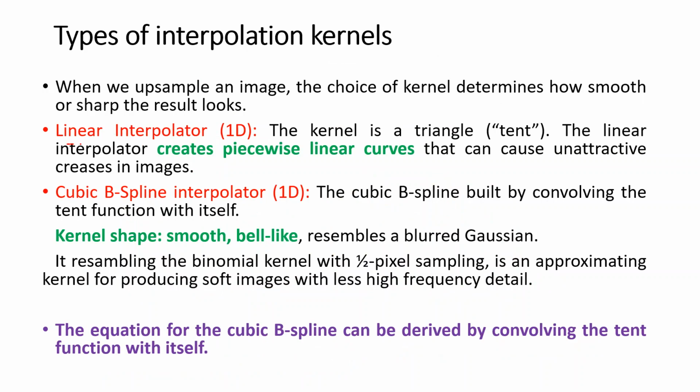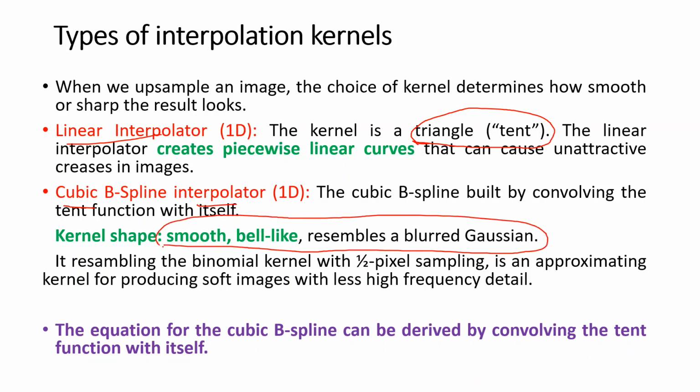So the types of interpolation kernels are the linear interpolator and the cubic interpolator, and I'll show one more in the next slide. Linear interpolator means it is a tent kernel. Cubic interpolation means it is a smooth bell-like or Gaussian interpolation. We have already seen the tent kernel in the previous video. Tent kernel means the resultant would have sharper edges, and in the case of Gaussian we won't have any sharp edges, it will be a smoothened one. So linear represents tent and the cubic represents the Gaussian one.